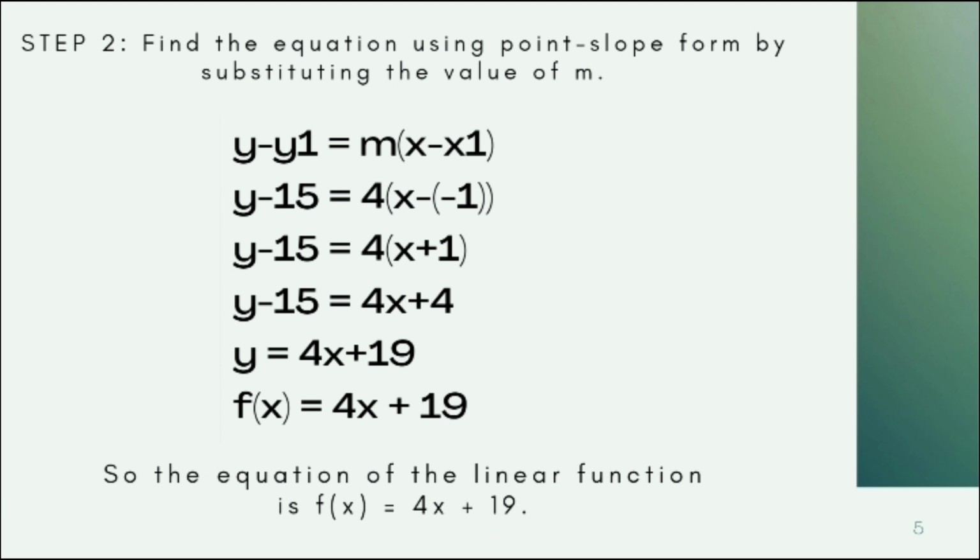I'll repeat it again. Y minus y sub 1 equals m times x minus x sub 1. Y minus 15 equals 4 times x minus negative 1. Y minus 15 equals 4 times x plus 1. Y minus 15 equals 4x plus 4. Transpose 15 to the other side. Y equals 4x plus 19. Therefore, the equation of the linear function is f of x equals 4x plus 19.